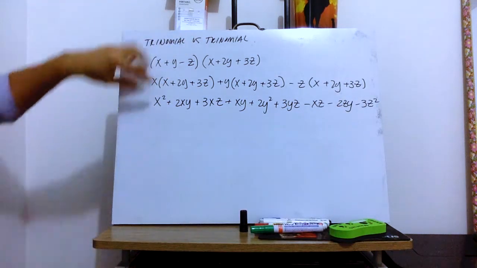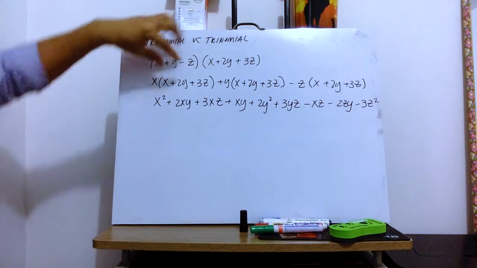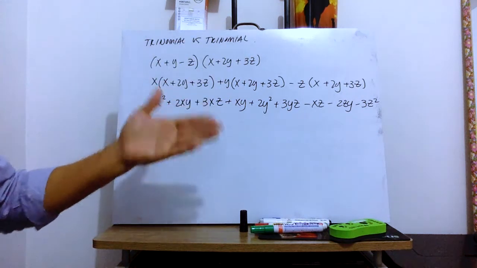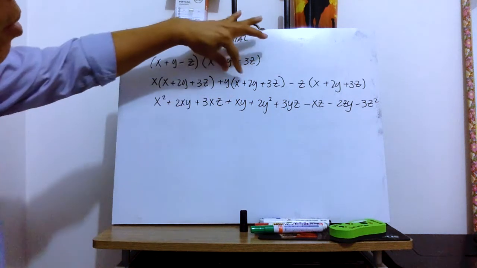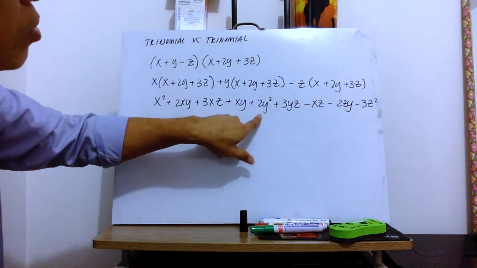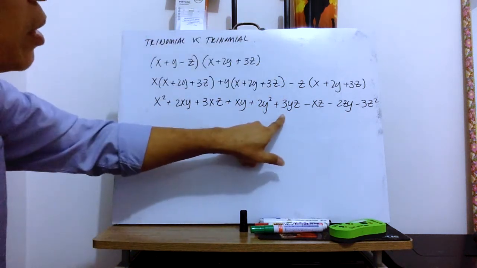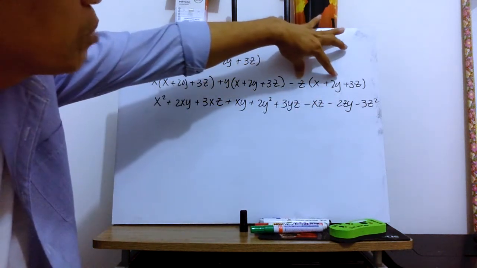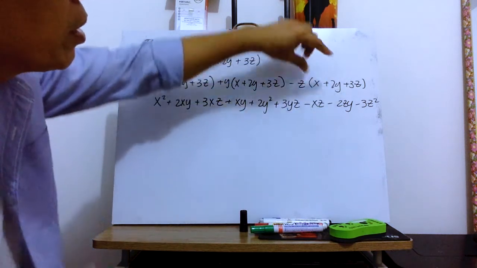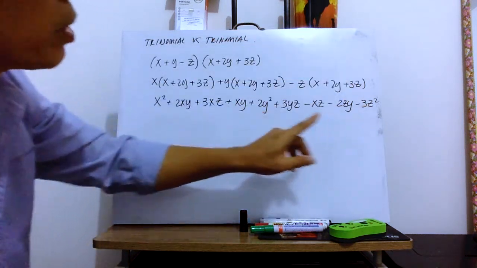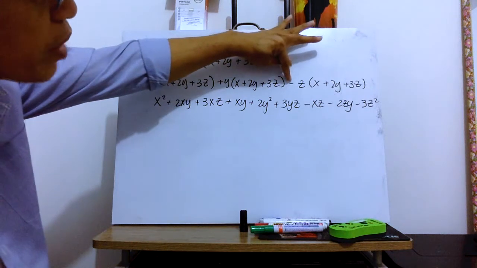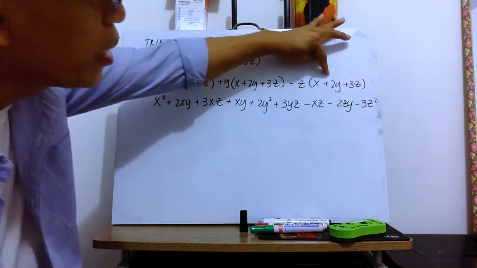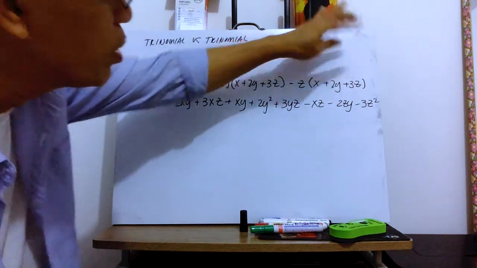X times x, x squared. X times 2y, 2xy. X times 3z, 3xz. Y times x, yx or xy, they're just the same. Okay, so y times 2y, 2y squared. Then y times 3z, 3yz. Z times x, xz or zx. Z times 2y, that's 2zy. And then z times 3z, 3z squared. But don't forget to distribute the negative sign to all terms here. That's why it became negative xz, negative 2zy, negative 3z squared.